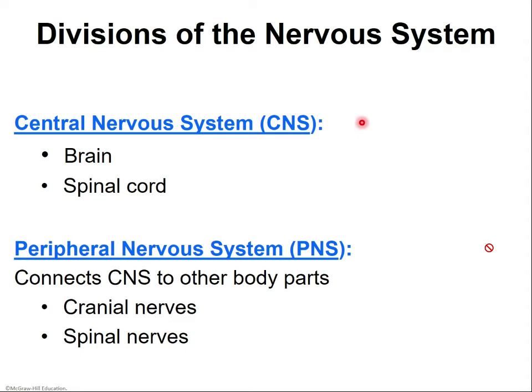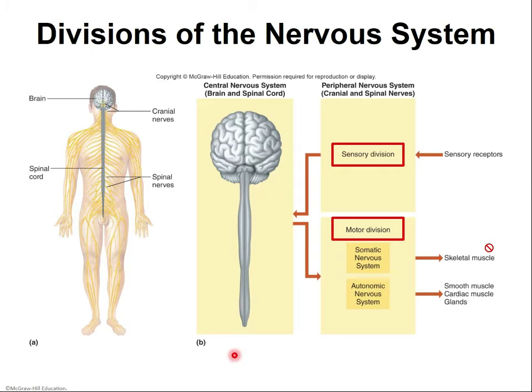The nervous system has 2 major divisions, the central nervous system and the peripheral nervous system. CNS includes the brain and the spinal cord. PNS, the peripheral nervous system, includes the cranial nerves and the spinal nerves. The nervous system also could be divided into a sensory division, which brings messages to the brain, and a motor division, which carries out function. The motor division is subdivided again to somatic, which is voluntary movement, and autonomic, which is involuntary movement.